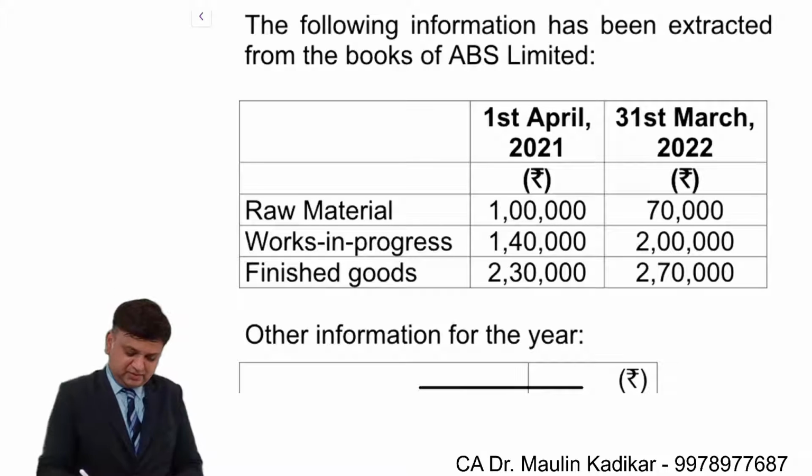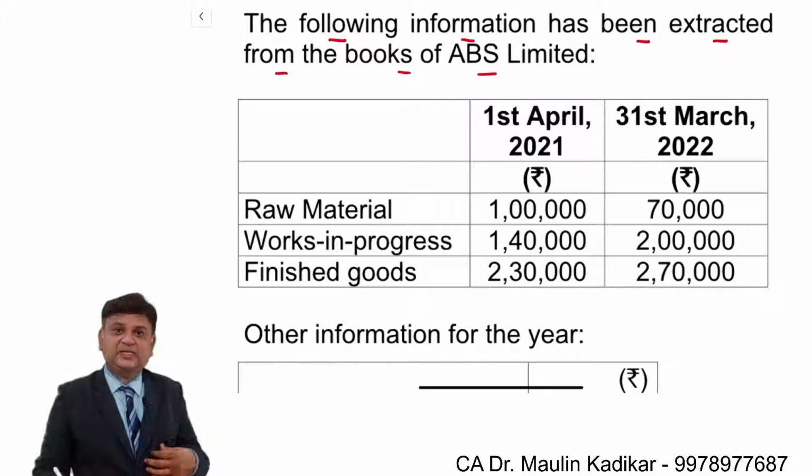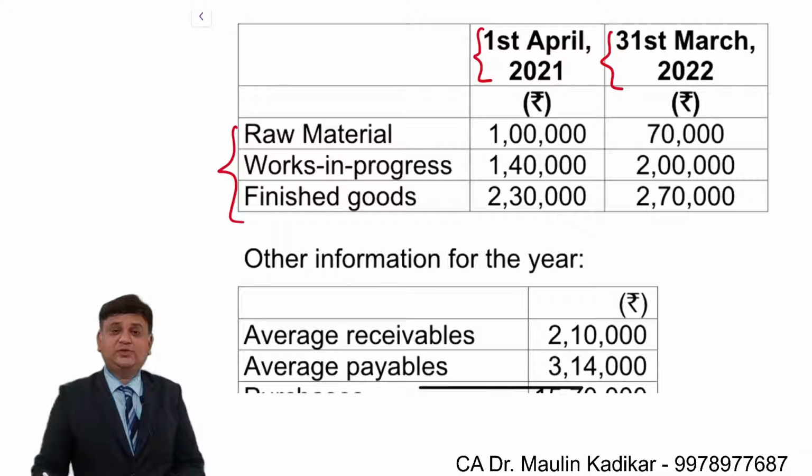Let us see the next question. The following information has been extracted from the books of ABS Limited. At the beginning of the year and at the end of the year, raw material, WIP and finished goods balances are given.